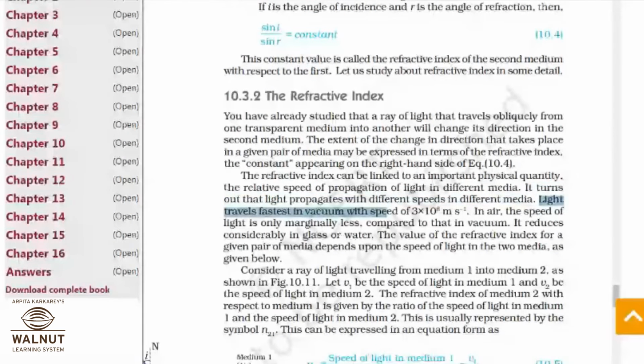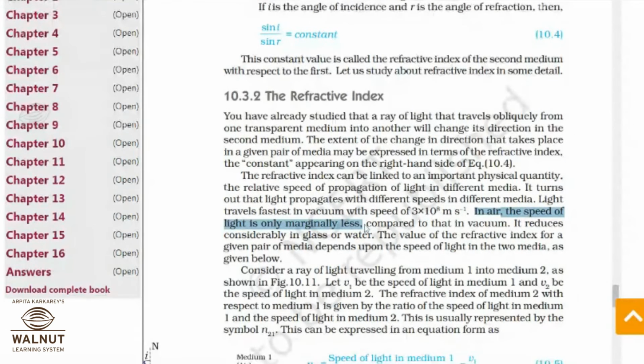Light travels fastest in vacuum, with the speed of 3 into 10 raised to 8 meters per second. This question may come in your MCQs, so you have to remember this: light travels fastest in vacuum with the speed of 3 into 10 raised to 8 meters per second. As compared to vacuum, in air the speed of light is marginally less.